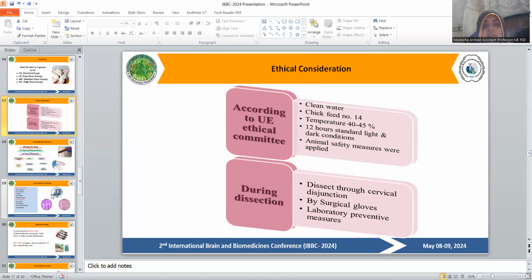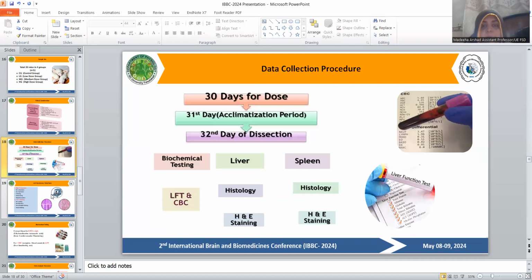Ethical consideration according to UE Ethical Committee was observed: clean water, chick feed number 14, temperature, humidity, standard light and dark conditions, and animal safety measures were applied. During dissection, the animals were dissected through cervical dislocation using surgical gloves and laboratory preventive measures.